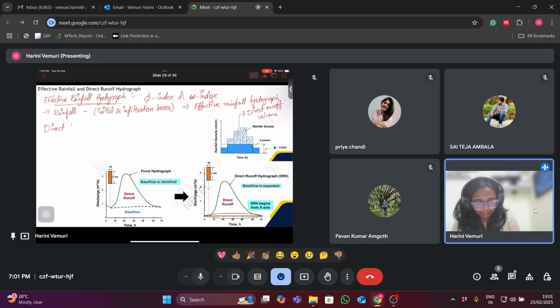So, what is the direct runoff hydrograph? As I have told before, if we remove the base flow component from the flood hydrograph, the resulting hydrograph is called the direct runoff hydrograph, because this base flow is due to precipitation which gets infiltrated, and then from the groundwater the flow contributes to the runoff, right? Once we remove that component, whatever runoff is left is called direct runoff. So generally, the DRH, direct runoff hydrograph, is developed as flood hydrograph minus base flow.